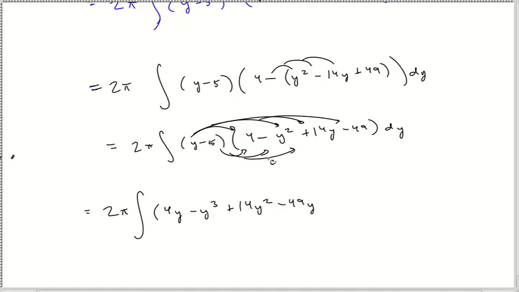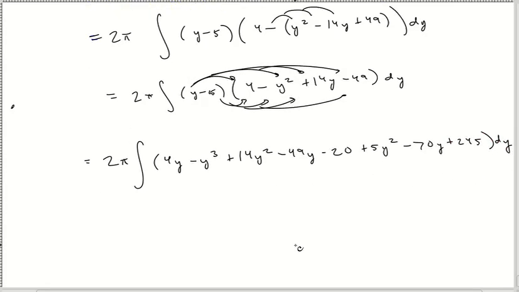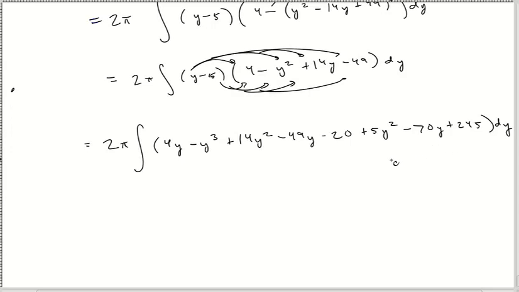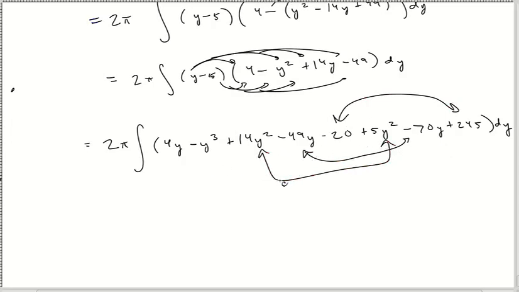Now I'm going to do all these guys here. Minus the 20 plus 5y squared minus, what's 5 times 14? Come on, calculator. 5 times 14 is 70. So it's a negative 70y. And then finally, two negatives make a positive. 49 times 5 is 245 dy. Okay. All of this is polynomial land. It's easy stuff. I guess you can combine like terms even to make this a little better. Oh, there's another one right here.